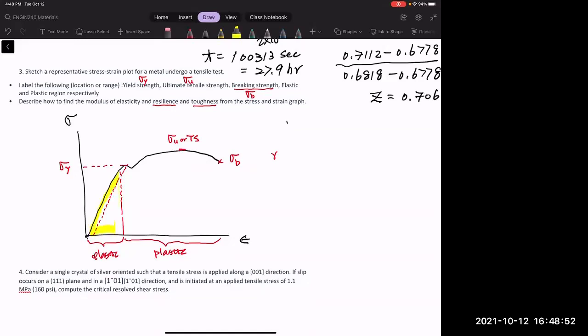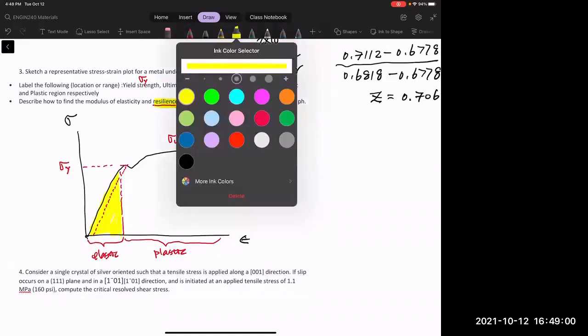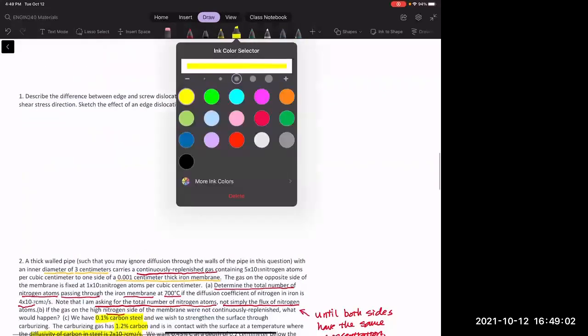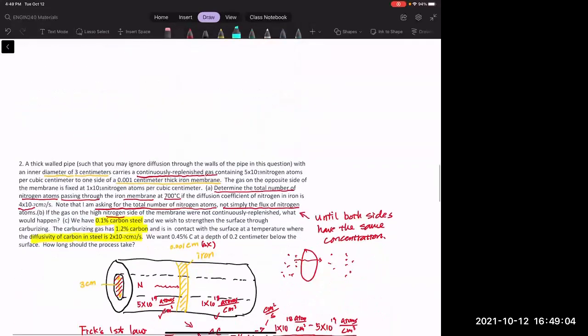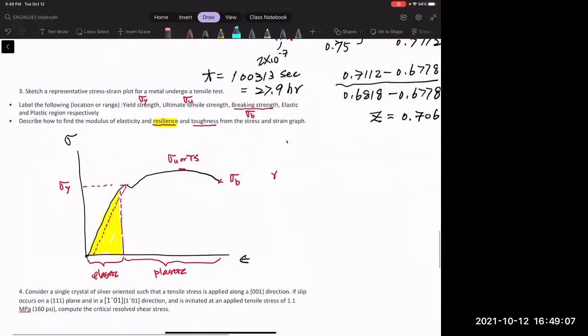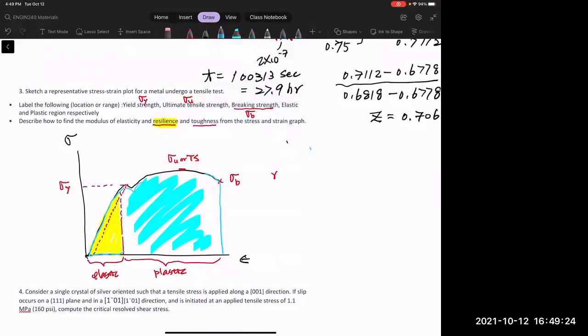So this is the resilience. The toughness represents the area of the total. So it should be drawn in this way, it should be the area including here to here. So that's the total area. Okay, that is the toughness.